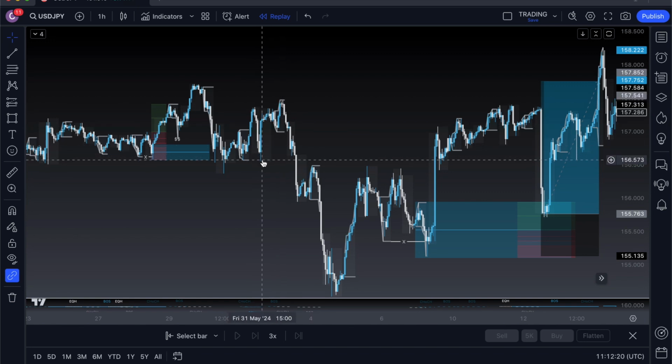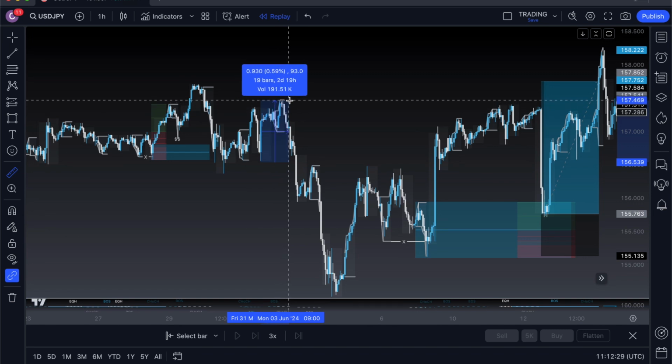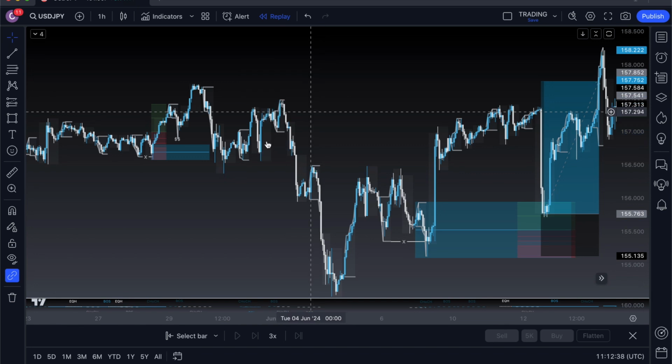That's still, what is that? Let's have a look, measure that. That is still a 93 pip move. It looks a lot smaller in the higher time frame, but come on, guys. You can do this. There's no reason why you can't do this.